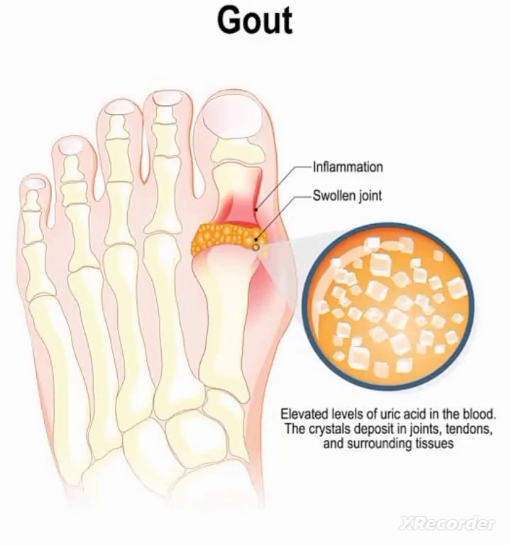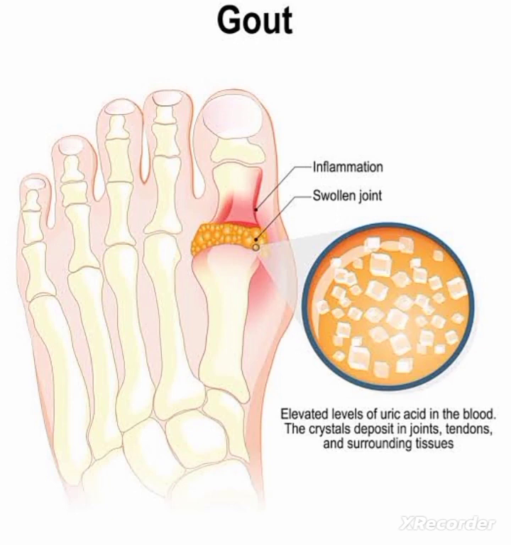Gout is a type of arthritis that causes intense pain, swelling and stiffness of joints. Gout is caused by an increase in uric acid production, under-excretion of uric acid by the kidneys, or increased intake of food containing purine, which is metabolized to uric acid by the body. Characteristic deposits of sodium urate crystals occur in articular, periarticular and subcutaneous tissue.